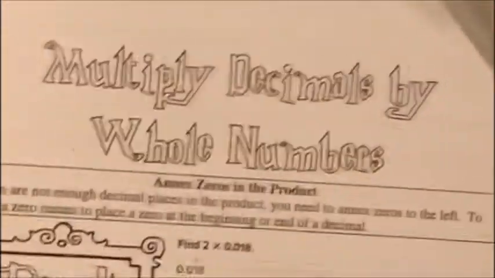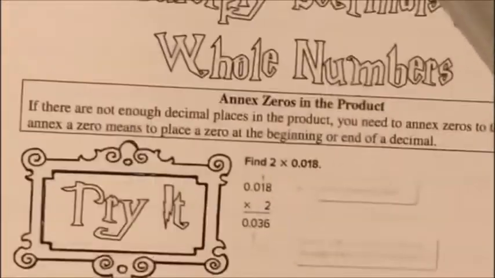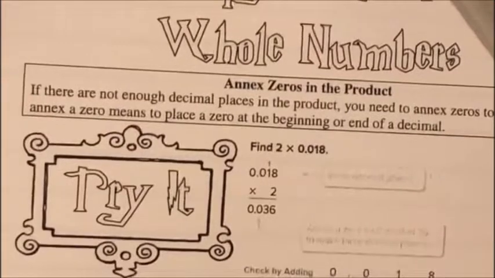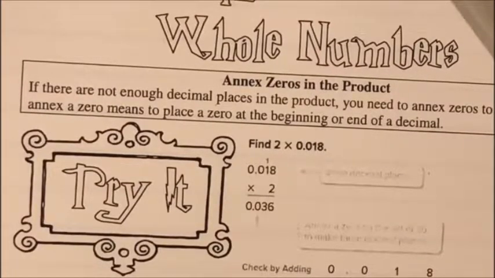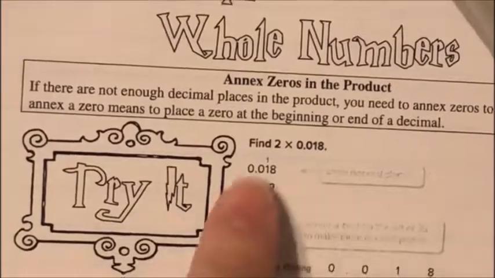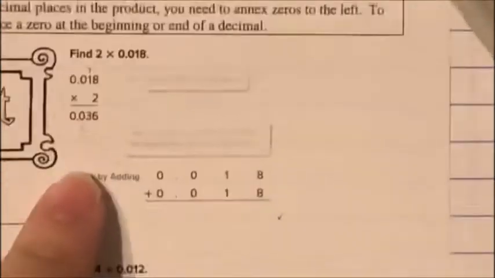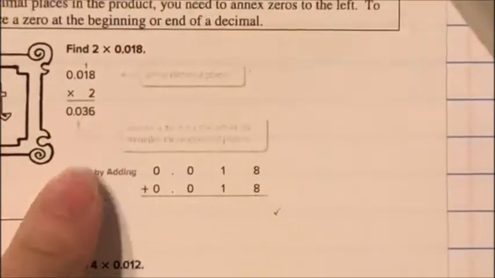This lesson continues on page 51, where I can annex zeros in the product. If there are not enough decimal places in the product, you need to annex zeros to the left. To annex a zero means to place a zero at the beginning or end of a decimal. So let's look at some examples. The first example says find 2 times 0.018.